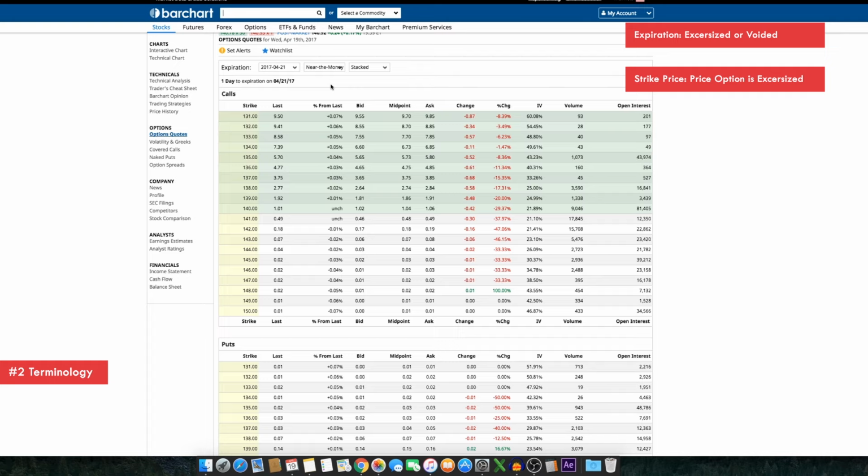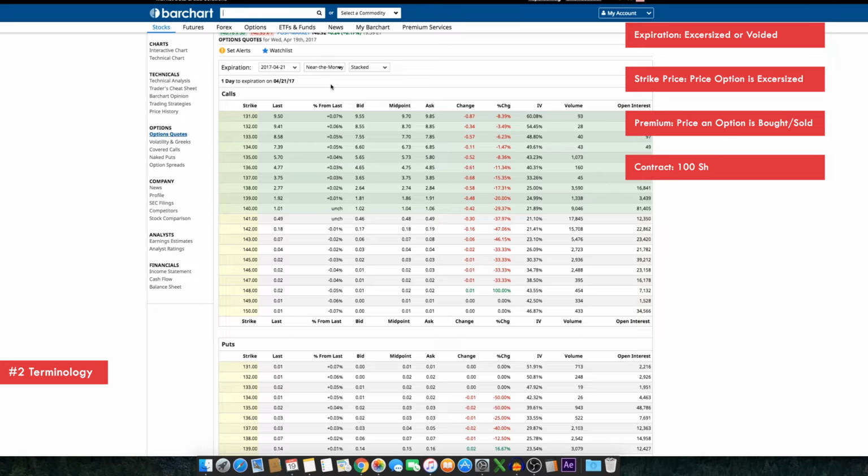So next we have the strike price. And this is the price relative to the stock. It's referencing the stock price. We also see that the premiums are called the bid and the ask. And this is how much the buyer has to pay for the premium and how much the seller gains as a premium. We also have a contract. And the contract of an option consists of 100 shares of the stock.